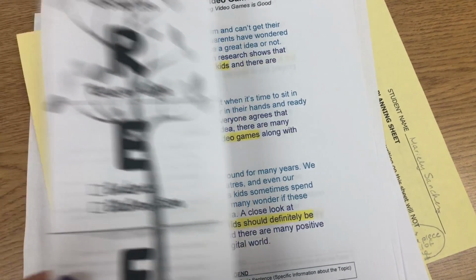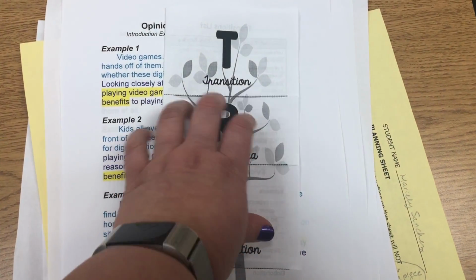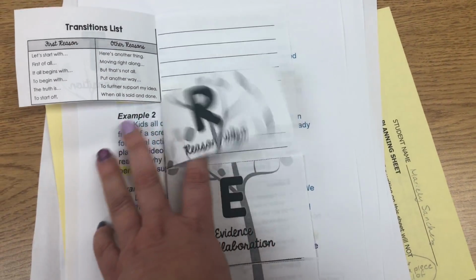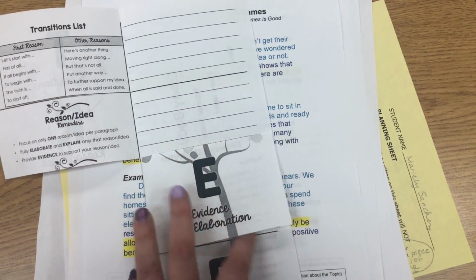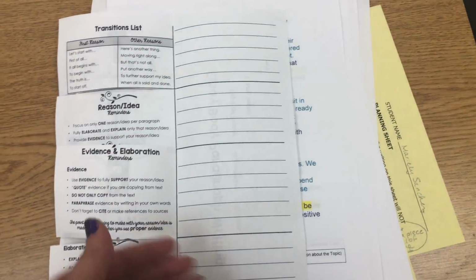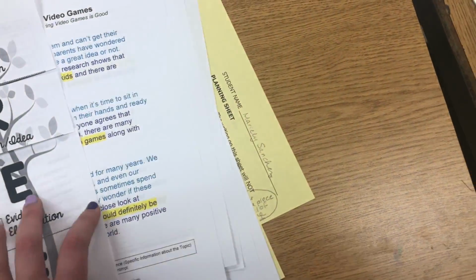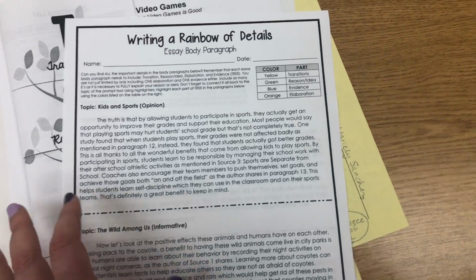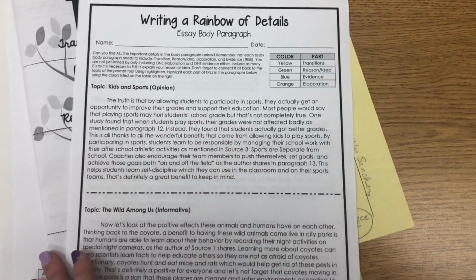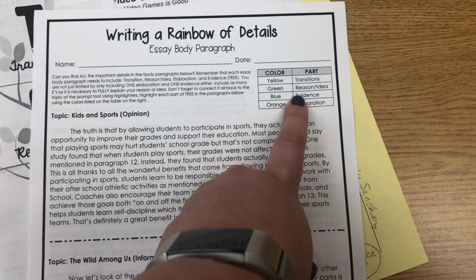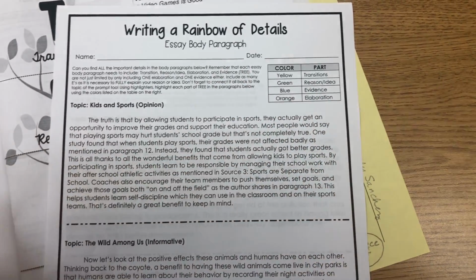I also went over the T.R.E.E foldable that I have mentioned before, which is how they can structure their body paragraphs, starting with transition, going with the reason or idea, evidence, elaboration or elaboration, evidence. And then from here, they know all the parts that they need to include in their body paragraphs for their essay. Another way that I help my students know exactly what to include in those body paragraphs, which are the most important, is I color code this: the transitions, reasons or idea, evidence, and elaboration, just like before.